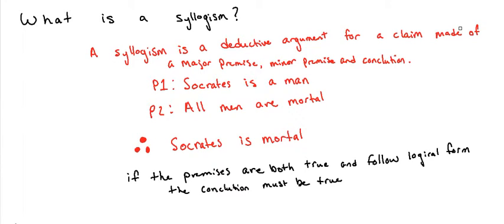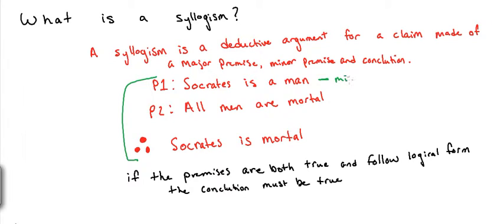So I wanted to talk a little bit about what is a syllogism. A syllogism is a deductive argument for a claim made of a major, minor premises and a conclusion. So this syllogism I have listed right here says, Socrates is a man, all men are mortal, therefore Socrates is mortal.